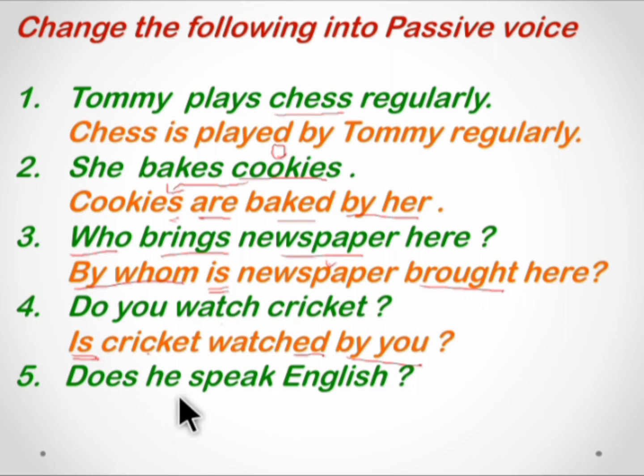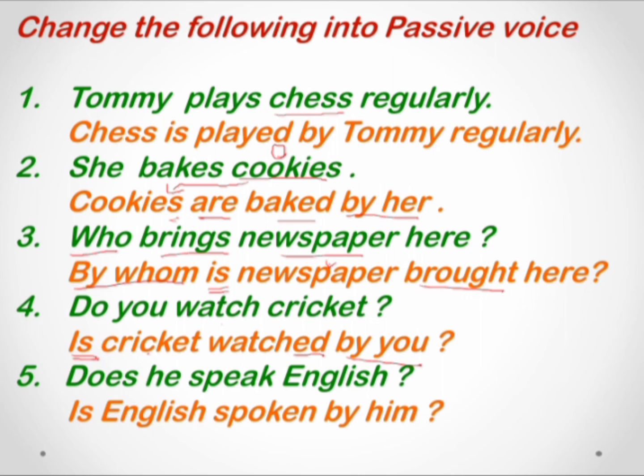The last sentence, does he speak English? Answer. Is English spoken by him? English is singular. So the singular be verb is. The object is English, so we bring English as a subject here. The past participle of speak is spoken and we bring the object towards the end. Is English spoken by him?